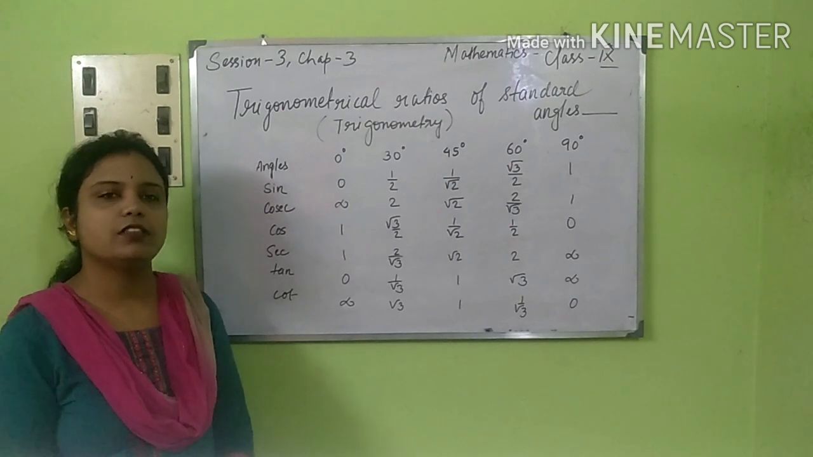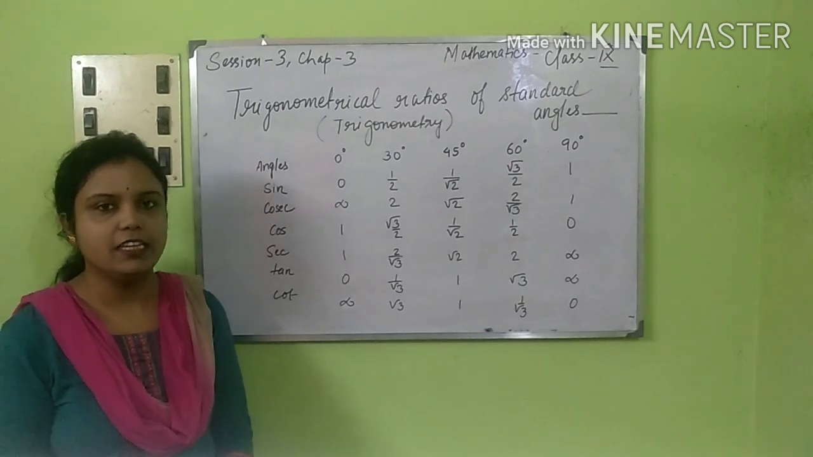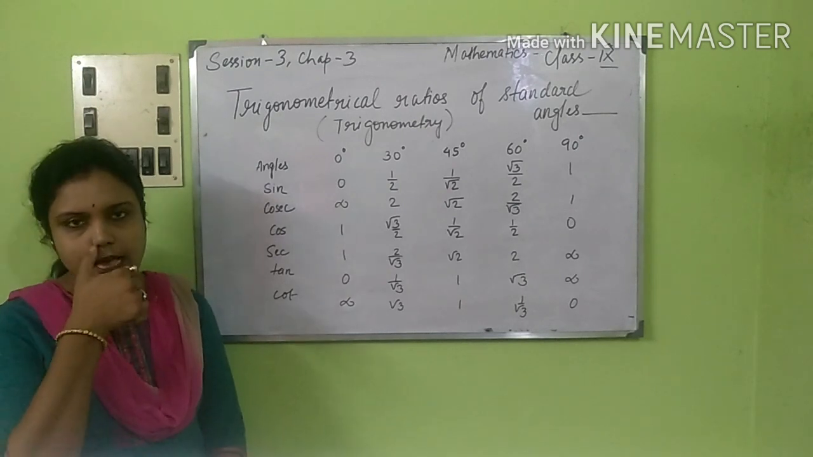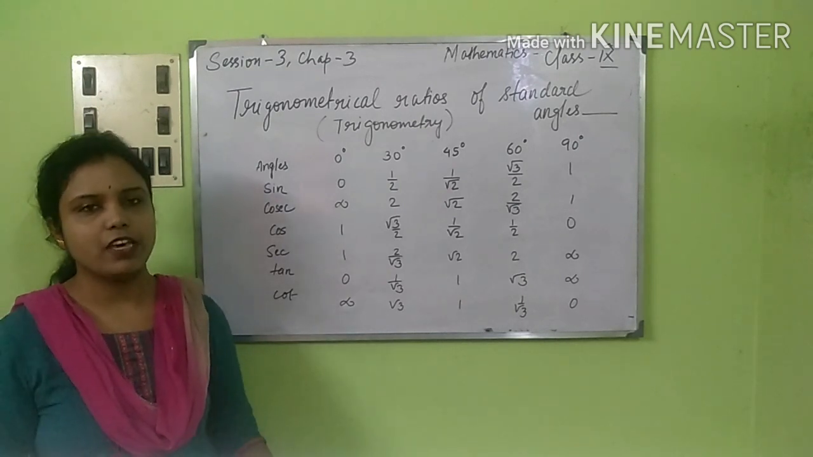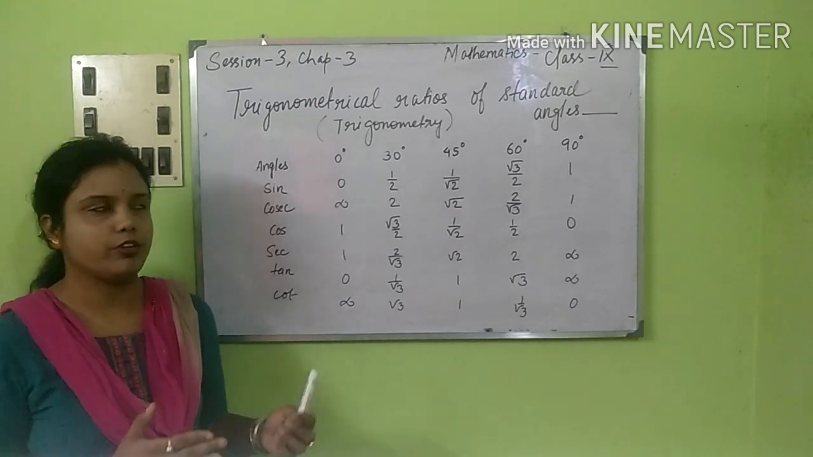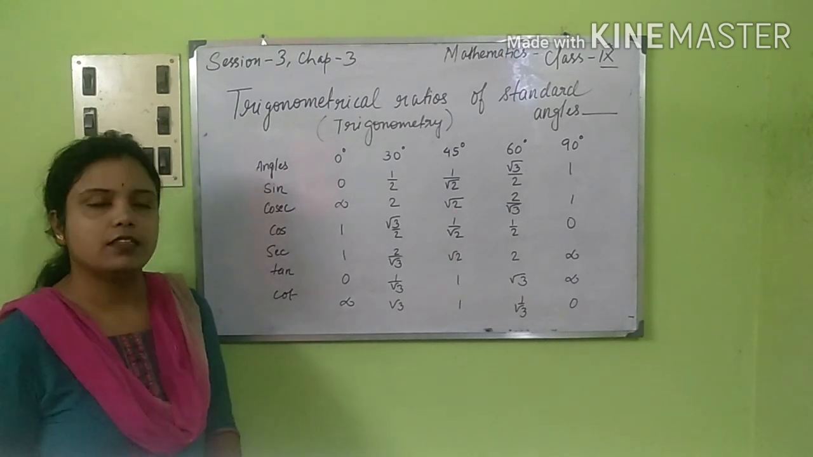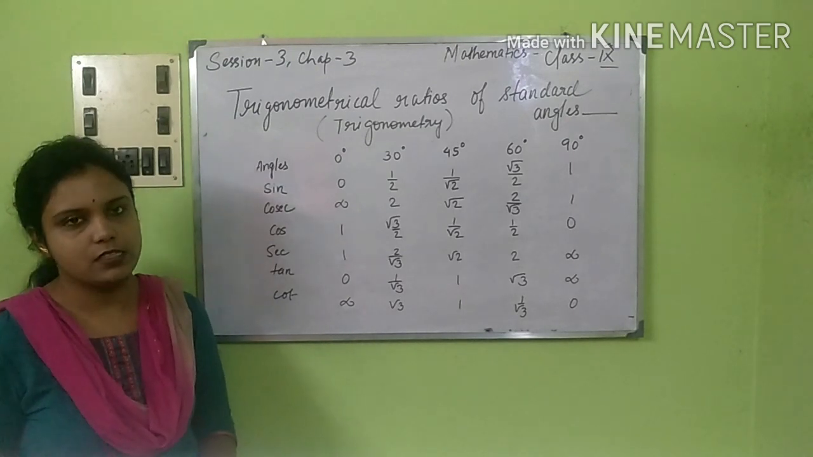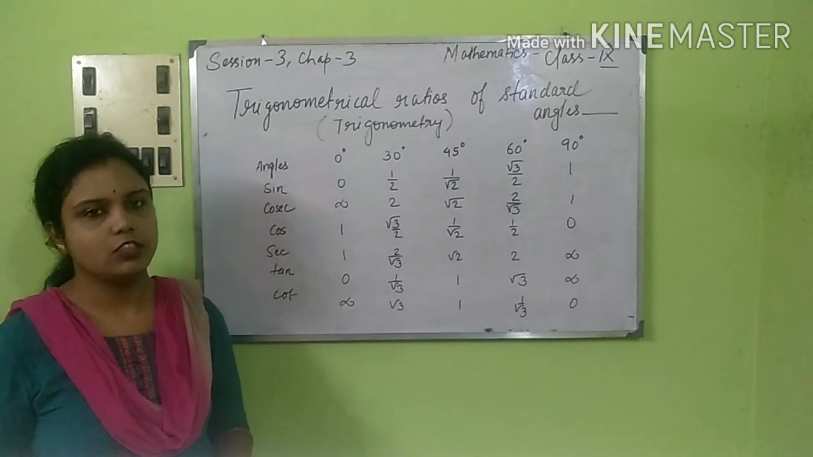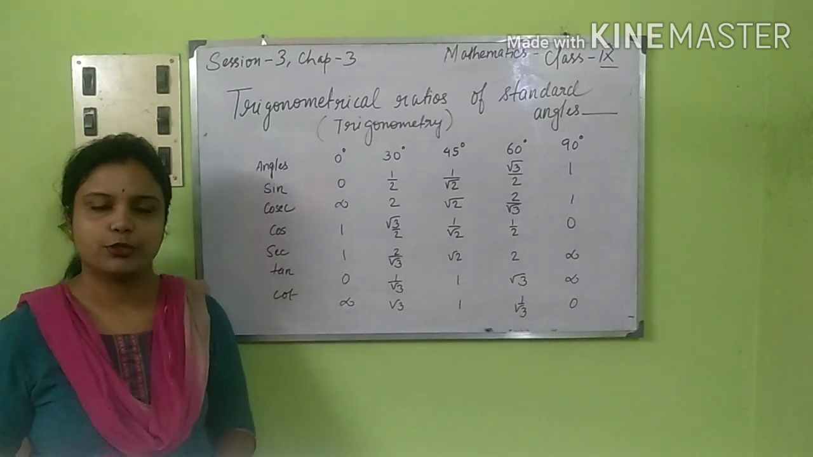Today we are back with another chapter of class 9 mathematics, that is trigonometrical ratios of standard angles. As in the last video, we have started the mathematics chapter of trigonometry, trigonometrical ratios. Then comes trigonometrical ratios of standard angles. Now we will be discussing this particular chapter. So let's have a look.